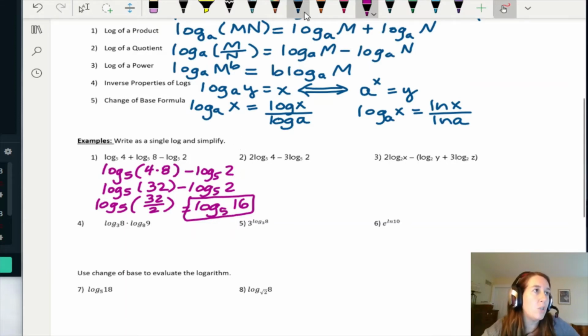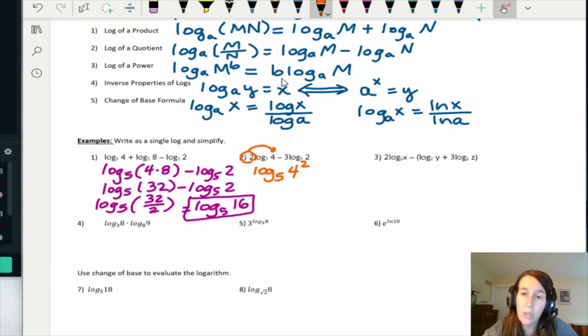All right, for number 2, we have 2 log base 5 of 4 minus 3 log base 5 of 2. Okay, if we have any powers out front, this 2, we have to deal with that first. So what we would say is that is log of a power rule. So change that to log base 5 of 4 squared. That 2 out front is actually the power on the result, right? That's what that property says, and we're using it in reverse.